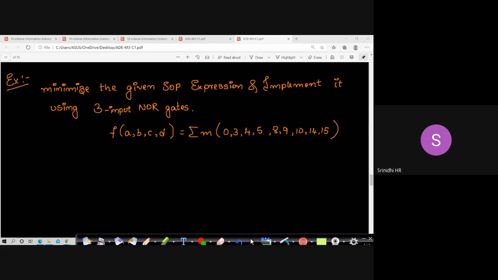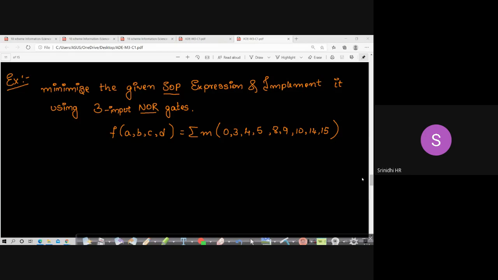So what is the constraint he is giving you here? Minimize the given SOP. What is SOP? Sum of product expression, and implement it using NOR gates only. So the final implementation must be done in NOR gates only. This is what the question means.